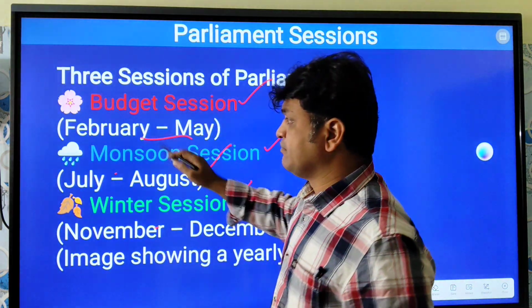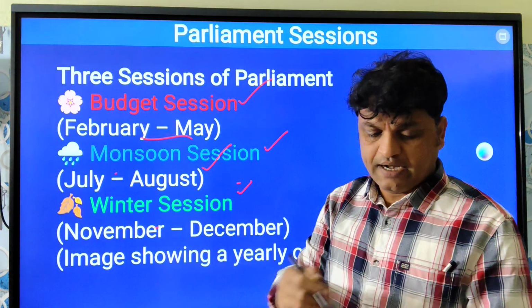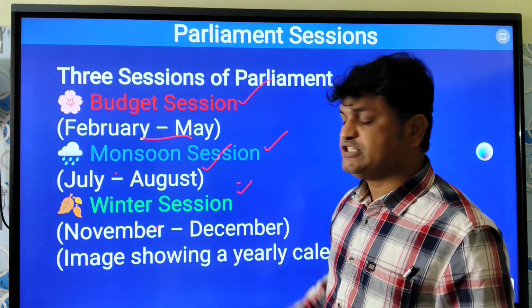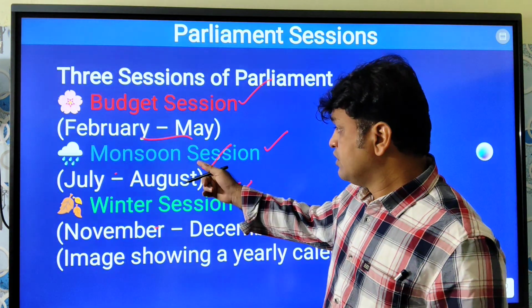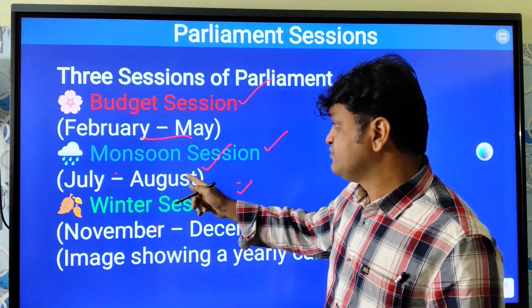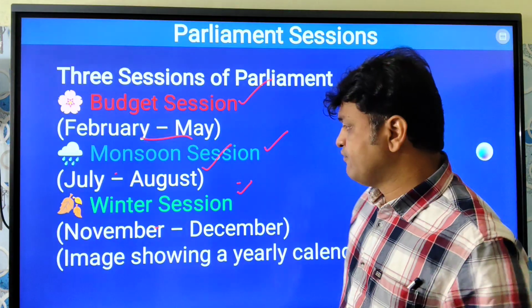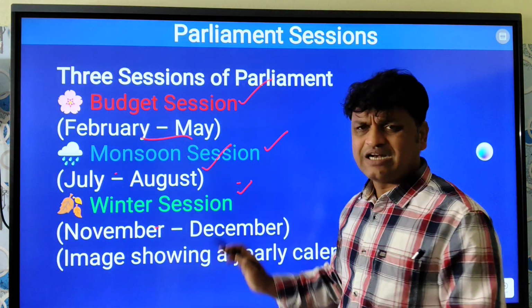In the budget session, the government introduces the budget and gets the approval. Then we have the monsoon session. Today we are in the month of July, so the session is going on now. That is the monsoon session, during the rainy season. The November session is called the winter session.